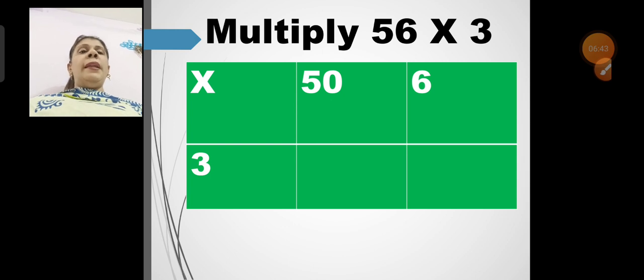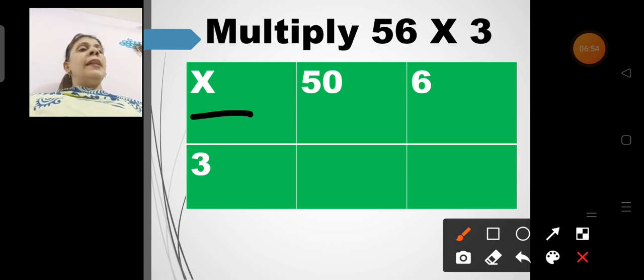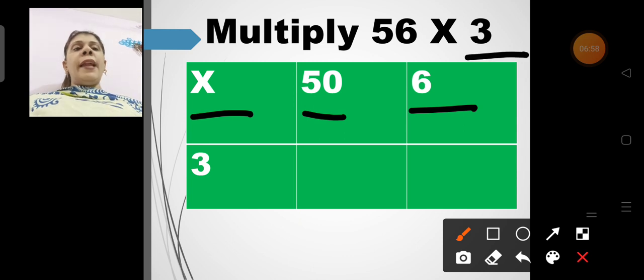Okay. Now multiply 56 by 3. Again what I will do? I will first write my multiplication sign. Then this 56 I will split it and I will write in two different columns, that is 50 and 6. Okay. And then I will write this 3 below the multiplication sign.